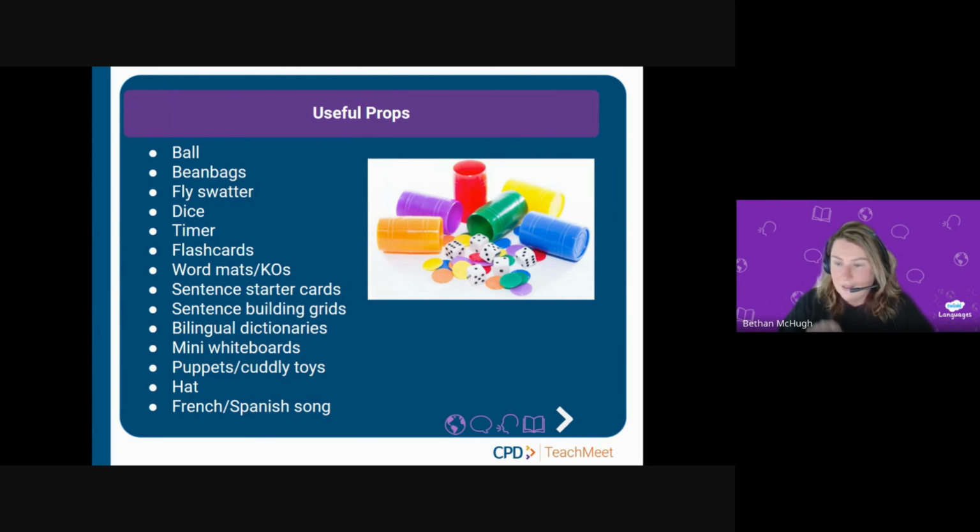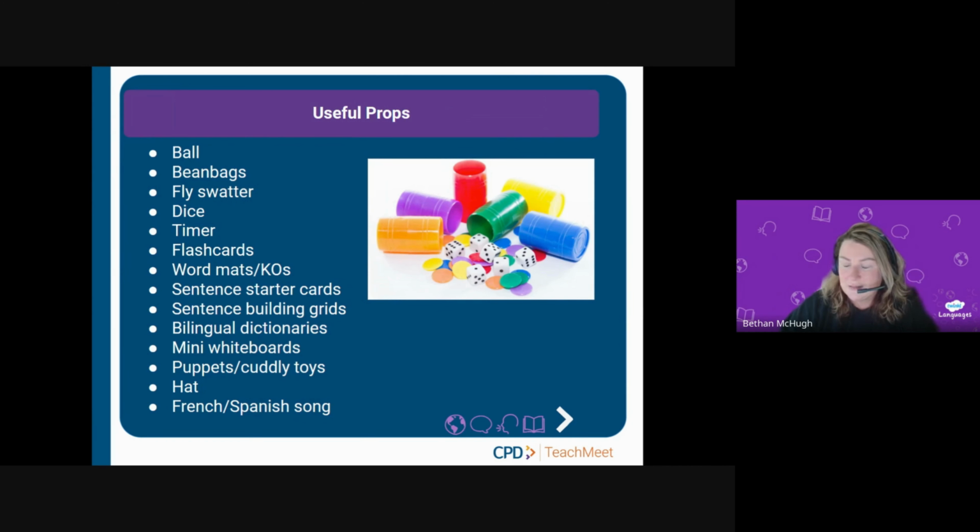A fly swatter can be fun because you can play splat, sorry, with the fly swatter, which can be quite fun as well. Dice, really useful, particularly if you can get big ones, even better because they're less likely to go missing. A timer, you can usually just find one on your computer, but a quick simple old-fashioned timer or alarm clock can be really helpful, or just on your phone, frankly.